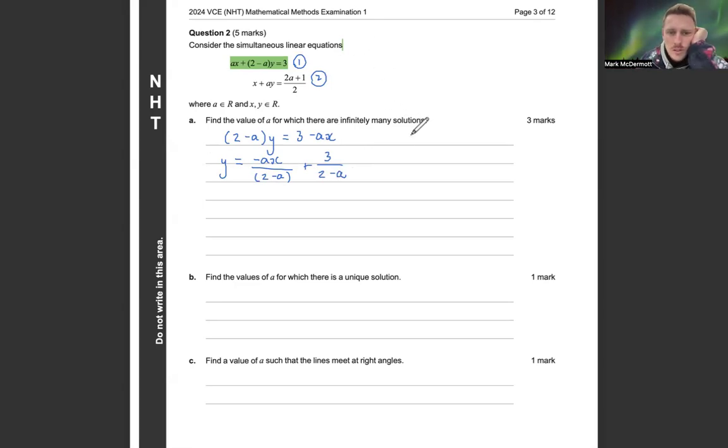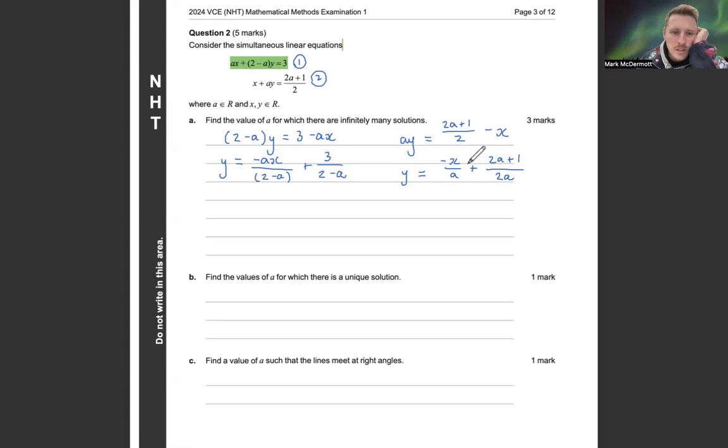All right, let's do the same for number 2. So let's rearrange that. So I'm going to get ay equals 2a plus 1 on 2 minus x. Okay, just do a bit of a rearrangement. So I'm going to get y, divide everything by a. So I'm going to get negative x on a. And divide this fraction by a. So it's going to be 2a plus 1 on 2a.